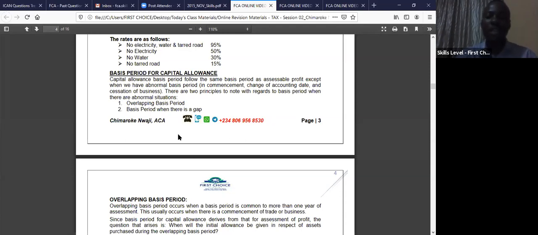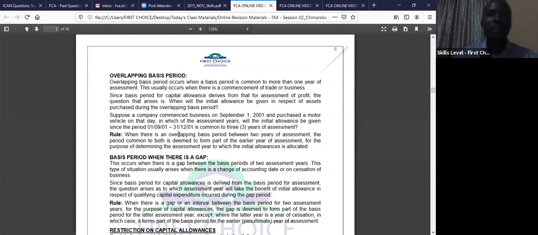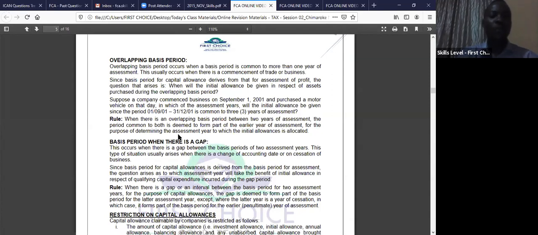But there are some problems that we may come in contact with, which we call overlapping basis period and gaps in the basis period. When we were doing assessable profit, we said there are certain things that make this commencement rule, change of accounting date, and cessation rule abnormal. It is because of overlapping and gap. We are going to see how we are going to treat these gaps and overlap when we solve a question.